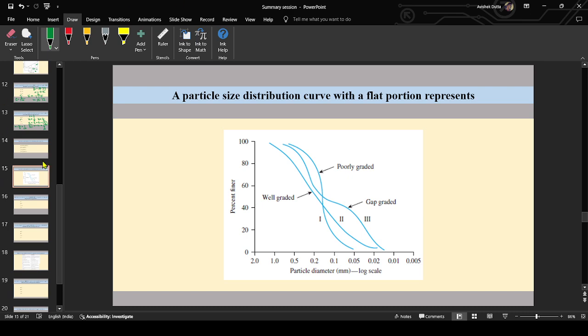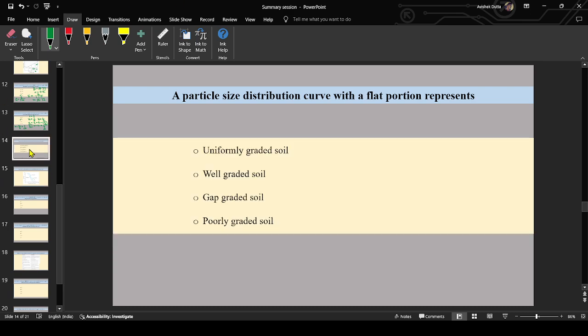So in this case, the question was what a particle size distribution curve with a flat portion represents. The flat portion represents a gap graded soil.